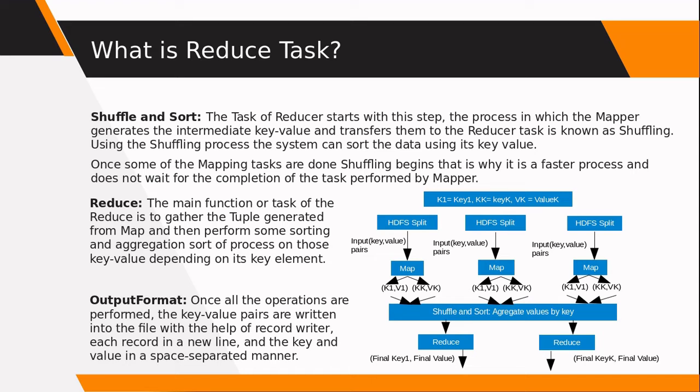Reduce. The main function or task of the reduce is to gather the tuples generated from map and then perform some sorting and aggregation sort of process on those key values depending on the key element. Output format. Once all the operations are performed, the key value pairs are written into the file with the help of the record writer. Each record is on a new line and the key and value are space separated.